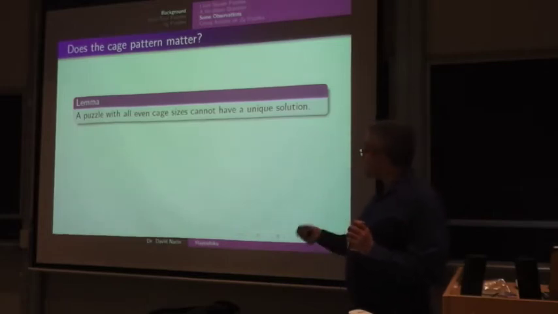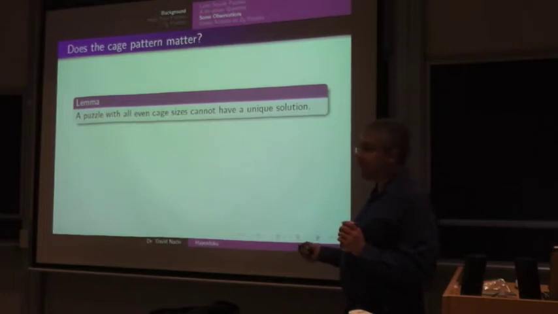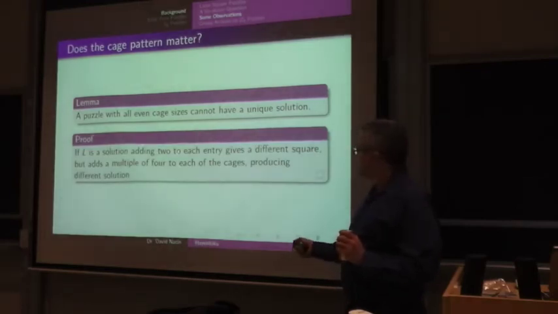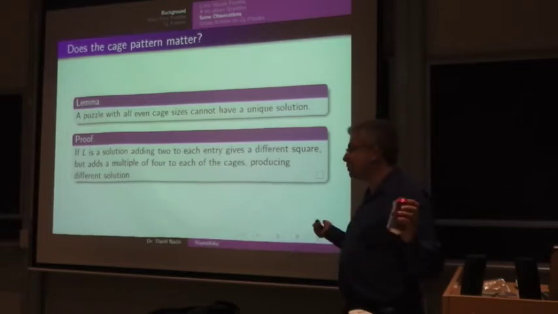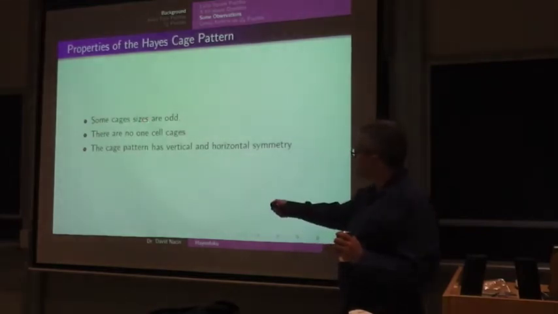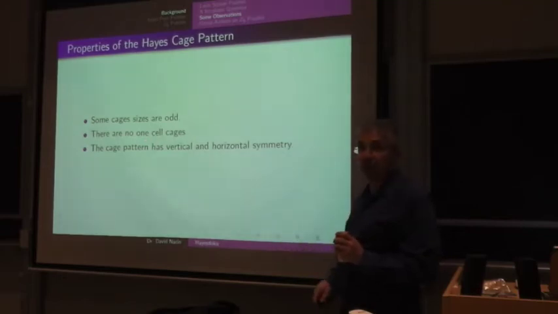It turns out that we need to have some of the cages to have odd size. Otherwise, we can't have a unique solution. We could add 2 to each of the entries and just create a new solution that wouldn't change the sums because it would change each of the sums by a multiple of 4. So I know that I need some cage sizes to be odd. I want to ban 1-cell cages because that's sort of like a giveaway clue and I want to be able to put a clue in each of the cages.